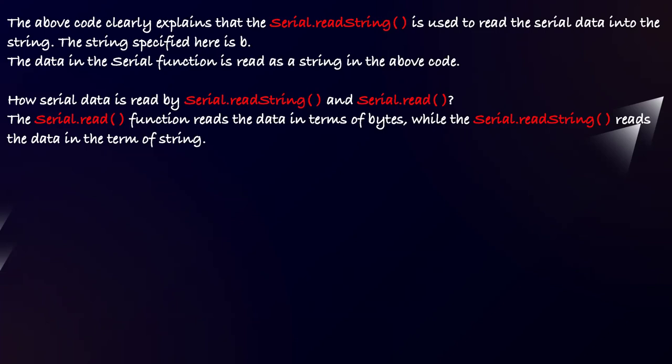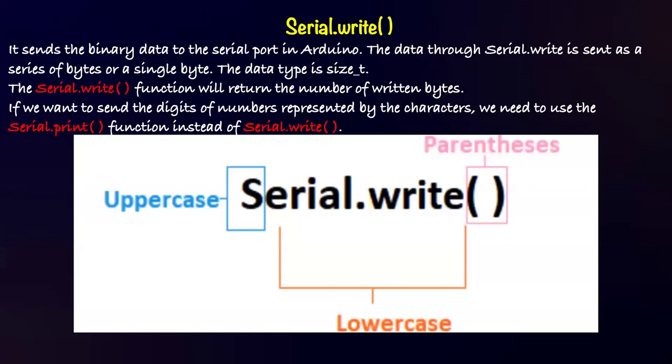Now, how is serial data read by Serial.readString and Serial.read? Let us see. The Serial.read function reads the data in terms of bytes, while Serial.readString reads the data in terms of a string. That's the basic difference between .read and .readString. It is very clear and specified by the name itself. Okay, let us move further.